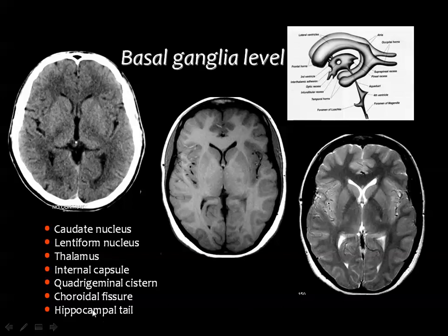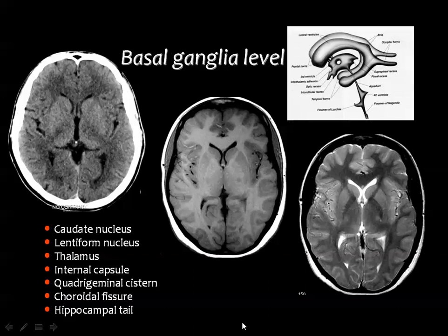Then what is the choroidal fissure? It is the retrothalamic cistern. The retrothalamic cistern, and this part and this part, is sometimes known as the choroidal fissure in some of the radiology books. Then where is the hippocampal tail? It lies exactly posterior to the choroidal fissure. This is the area of the hippocampal tail, and this is the area of the hippocampal tail, and here.